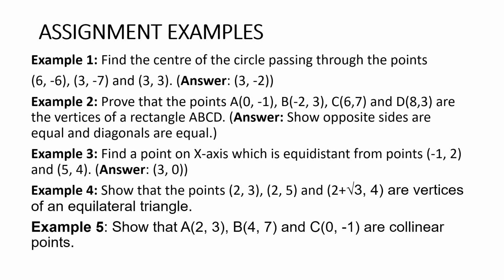Show that the points (2, 3), (2, 5), (2 plus root 3, 4) are vertices of an equilateral triangle. This is also simple. Equilateral triangle, show that all the three sides are equal. Example 5. Show that A, B and C given over here are collinear. So if the sum of the distances between two pairs of points equals the distance between the third pair, then we can say that the points are collinear.